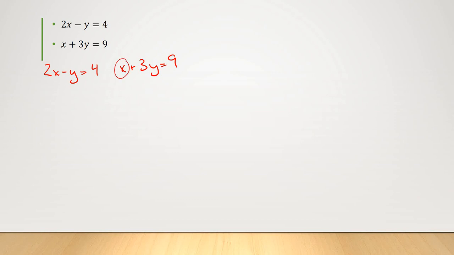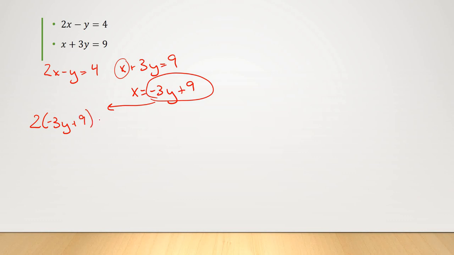This time it looks like this is going to be the easiest variable to isolate. So I'm going to subtract 3y from both sides. I'm going to then take this and put it in over here in place of the x. Whoops, I'm sorry, that should have been plus 9. Got too many equal signs in here. And minus y equals 4. So negative 6y plus 18 minus y equals 4.